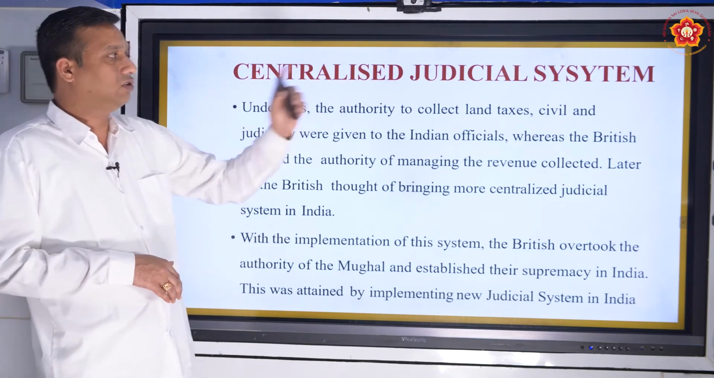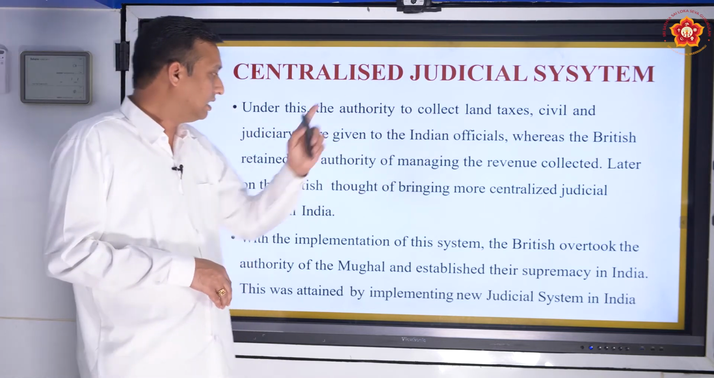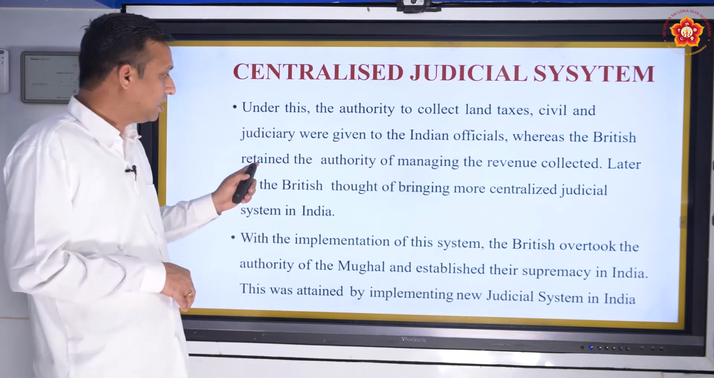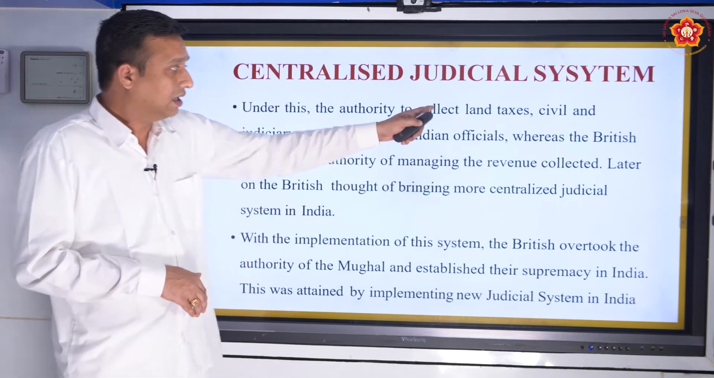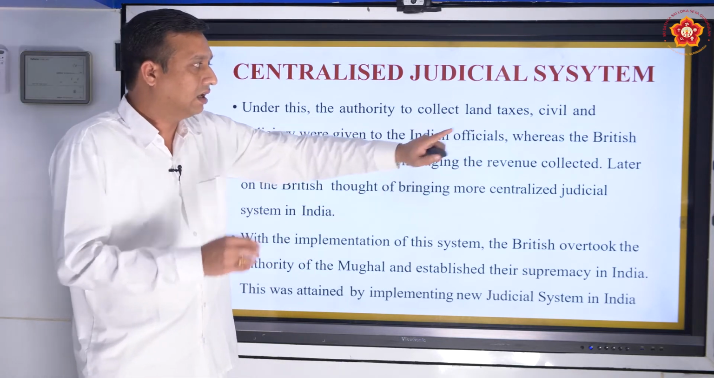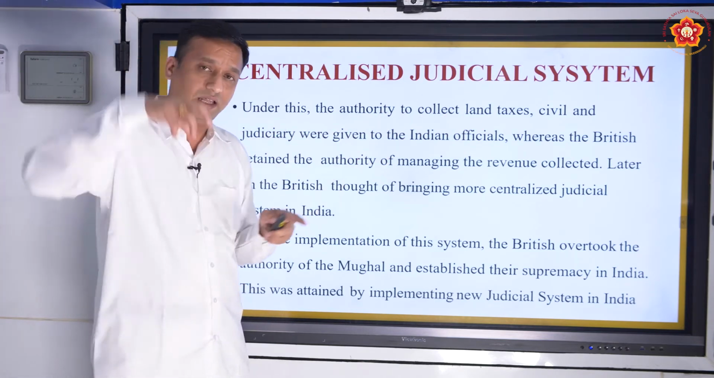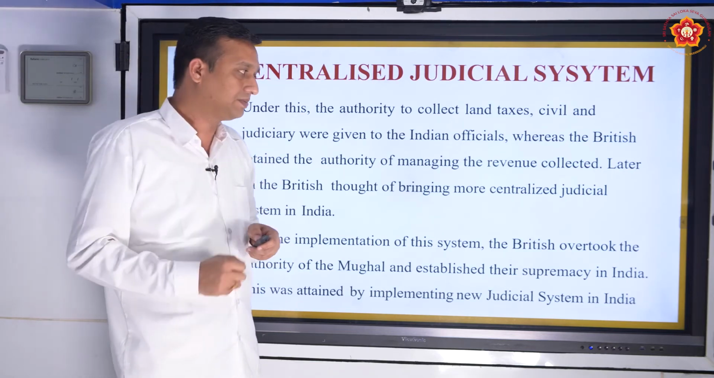Now, the centralized judicial system. Under this, the authority to collect land taxes, civil and judiciary were given to the Indian officials, whereas the British retained the authority of managing the revenue collected. So all the land tax, civil and judiciary were given to the Indian officials. You have to manage it. But finally, all the top control was in the hands of the British.